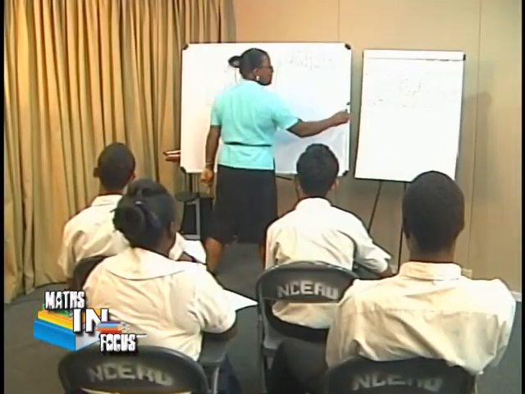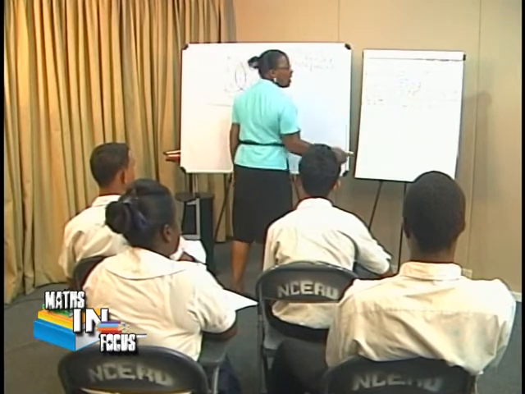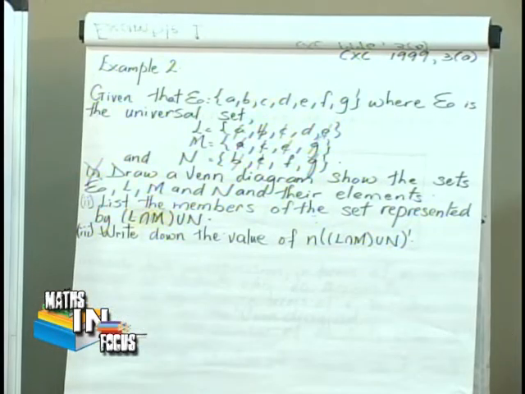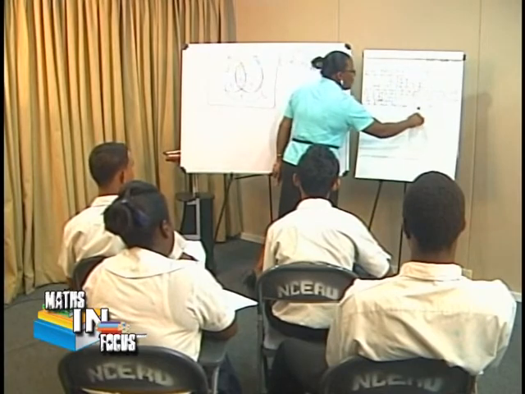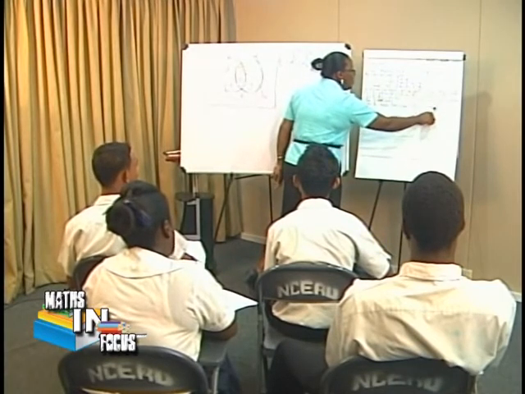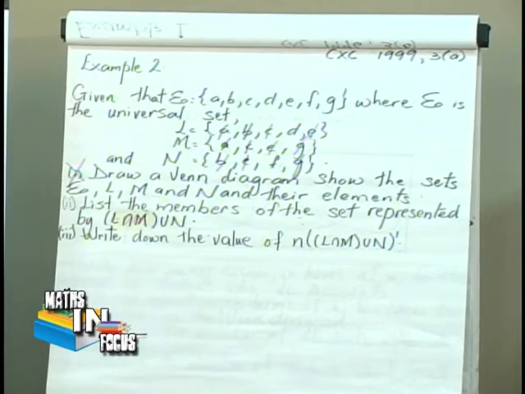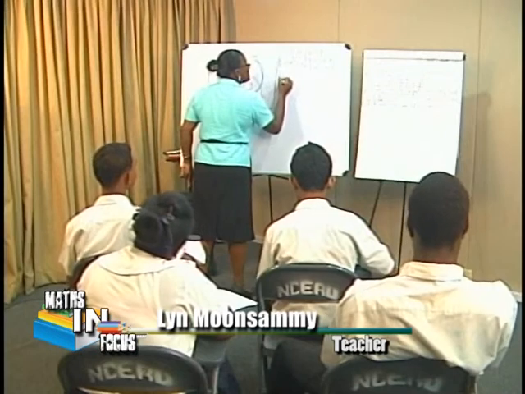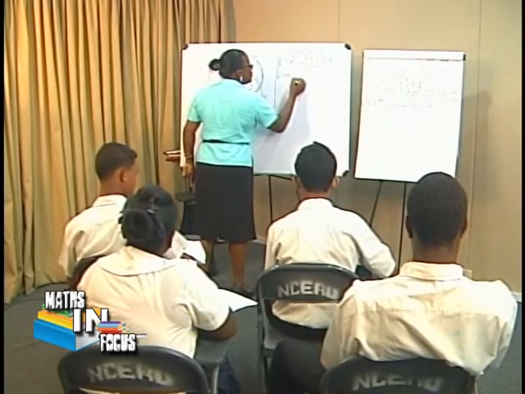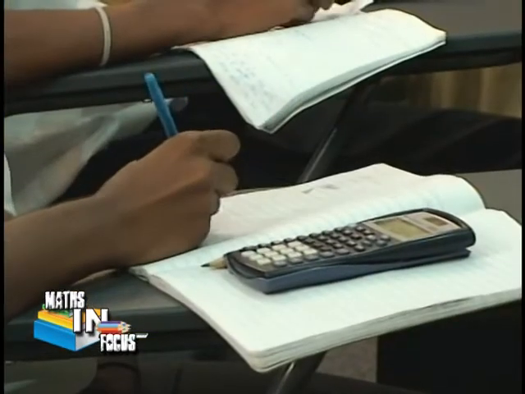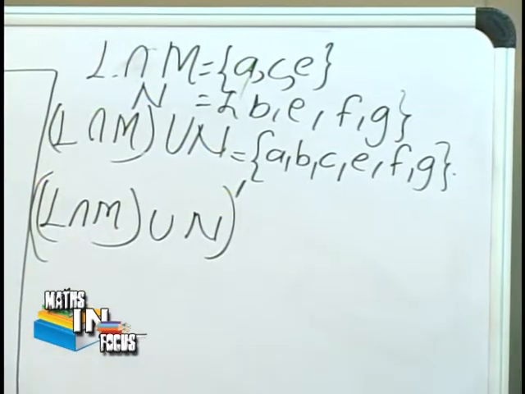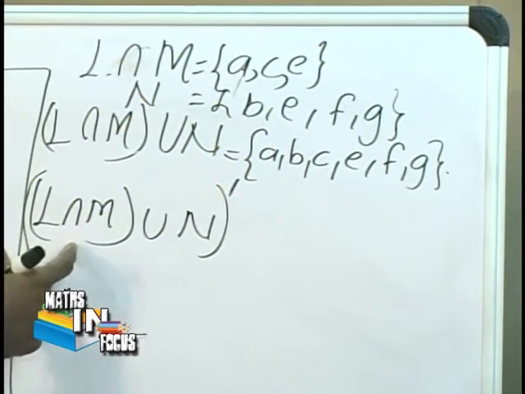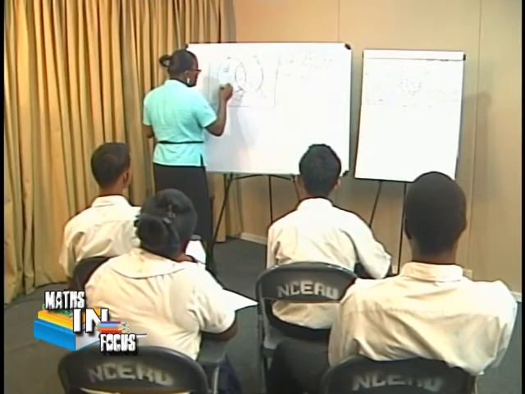Good. The third one. Write down the value of, we're not listing this time, we're looking for what number? The word begins with C. Cardinal number. Good, Miracle. So we want the number in L intersect M, union N, complement. So that means they want L intersect M union N, which is what we did up there. But now they want the complement of this. They want the number in there. Now let's identify the region here. L intersect M union N would be this whole region here.